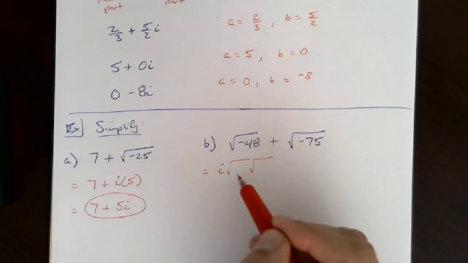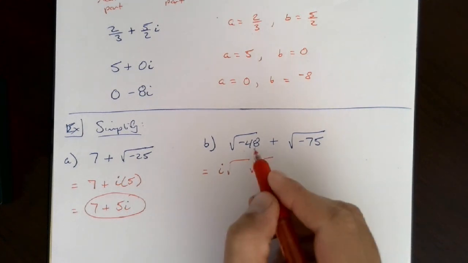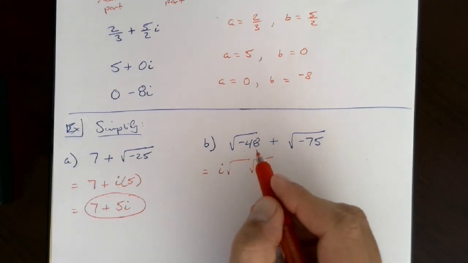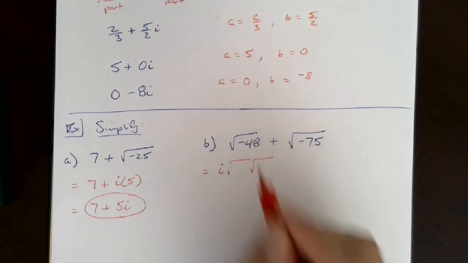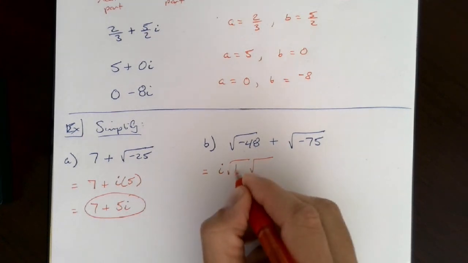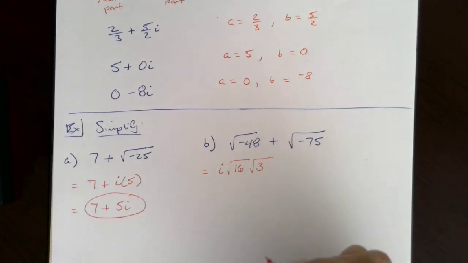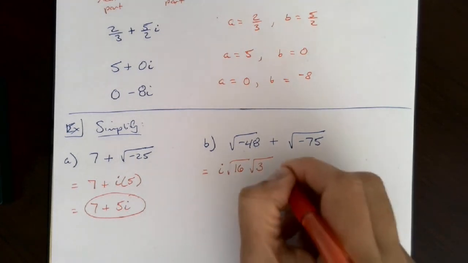Well, we want to split it into the perfect square factors and the non-perfect square factors. Well, 48, does it have a perfect square factor? The answer is yes, it does. What's the highest perfect square that's a factor of 48? And be careful here. The highest perfect square factor of 48 is 16 times the non-perfect factor, which is 3. And we'll simplify that in a minute.